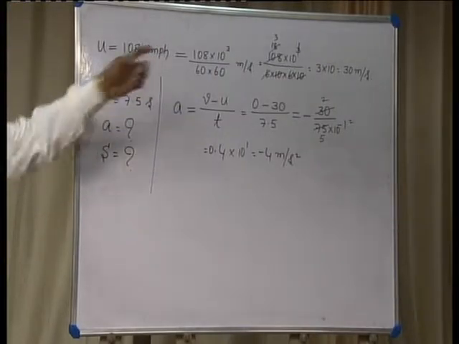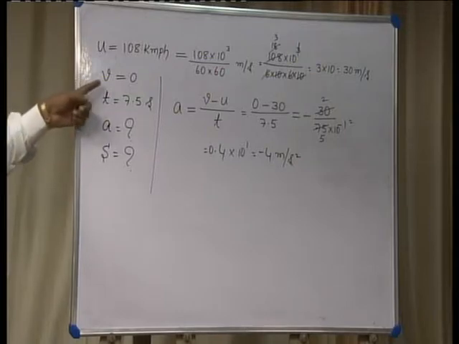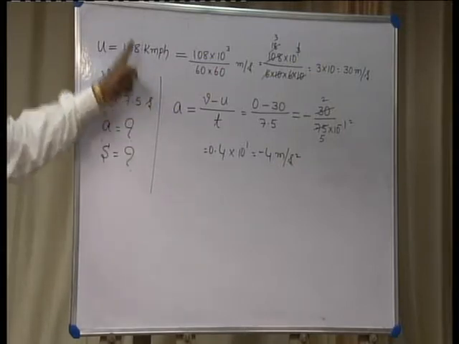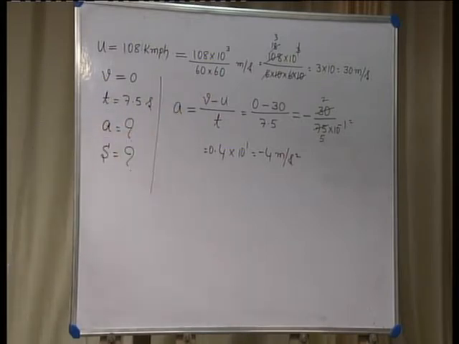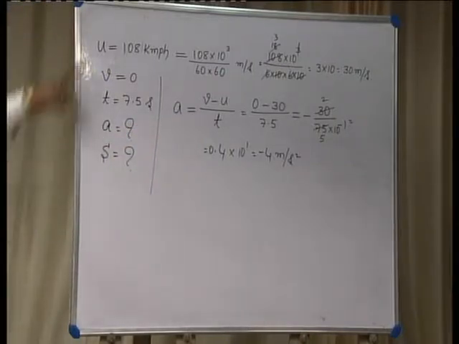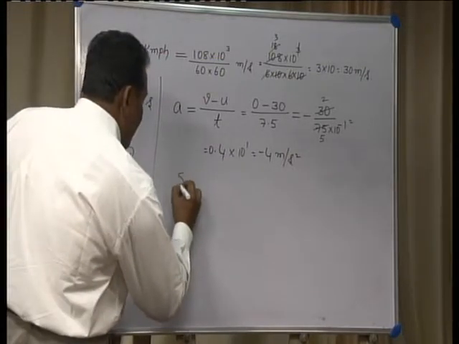Initially it moves with 108 km per hour. Finally it is retarded and brought to rest in a span of 7.5 seconds. Under this circumstance, the acceleration attained by it is minus 4 meter per second square. It is a negative acceleration, that is why you can call it a retardation. Then under this circumstance, what is the distance traveled by the body? Here we are required to find S.